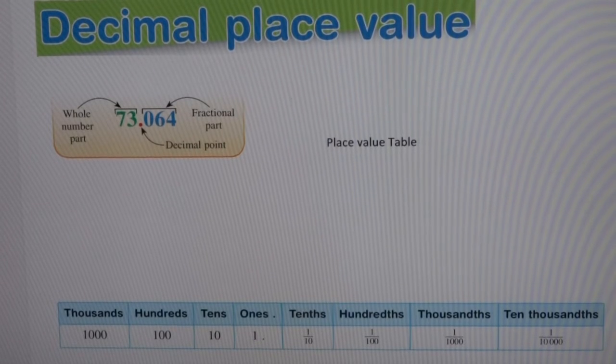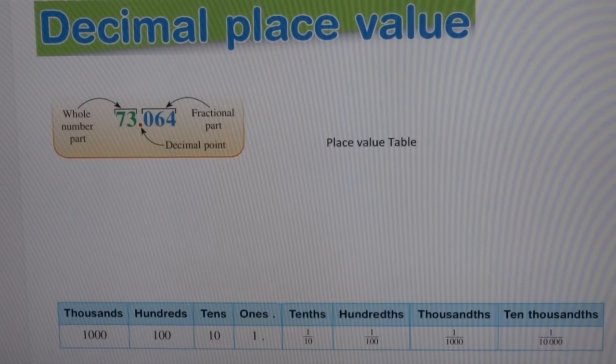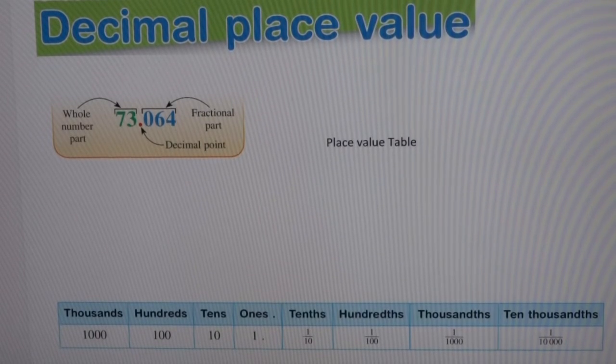So with your decimals, you have the whole number, the 73 in this particular case, then you've got the decimal point, and then you have a series of digits behind that. They basically are fractions, and they're fractions with a base of 10, our decimal system.